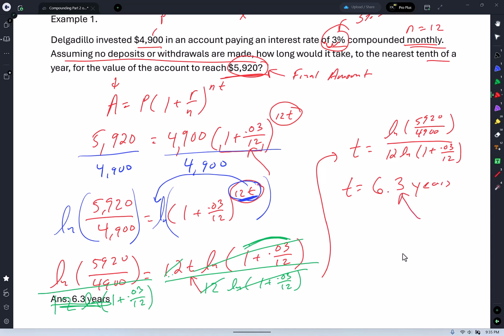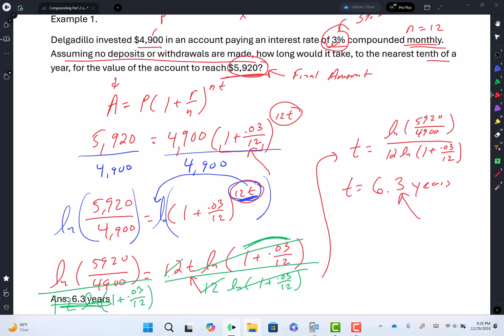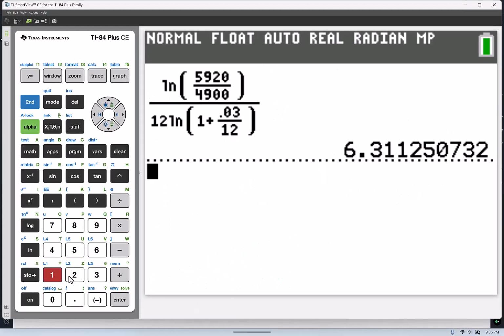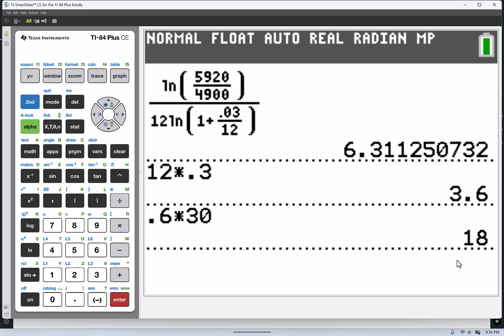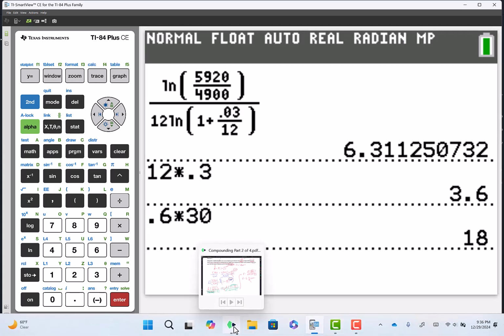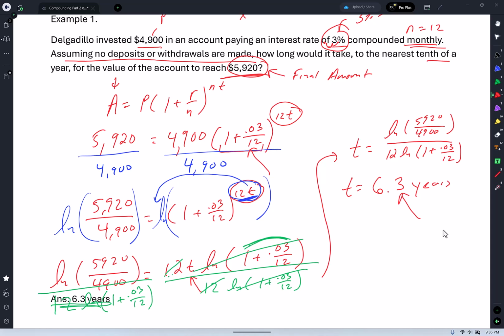that 0.3 means 30% of a year. So let's see, 3, 6, 9, 12. So that would be March, right? If you take your 12 months and go 12 times 0.3, that tells you it's going to be the third month, so it would be in March, and that 0.6 is 60% of 30 days, right? So 0.6 times 30 or 31, depending on how many days are in March. So it will take you 6 years and then another 3 months and 18 days to reach 5,920. So there it is.